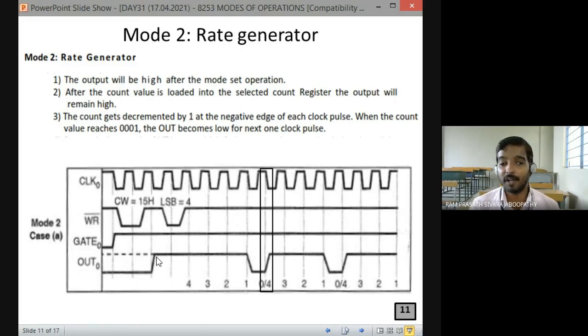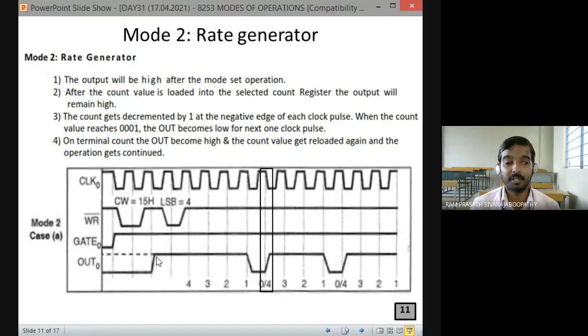What about the count value here? As soon as terminal count arrives, the out pin changes to high. On terminal count, out becomes high. What about the count value? Usually after terminal count we said that no counting happens. What happened here?